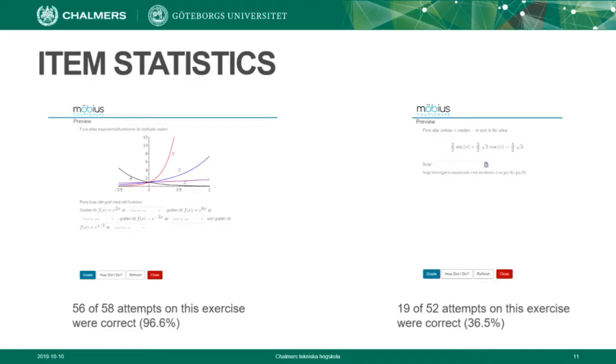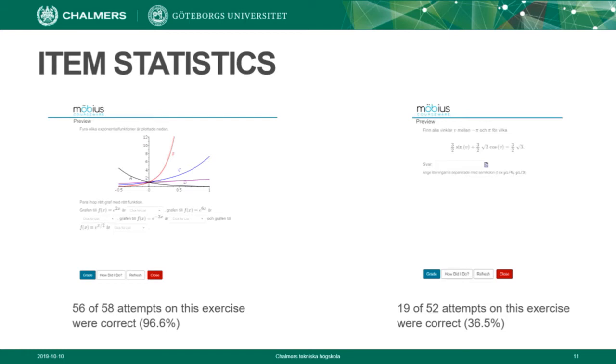You can also look at the statistics on questions. So I have 2 questions here, and unfortunately they are a bit blurry. But on the left-hand side, we have a graph with different exponential functions, and they are supposed to tell which one is which. So which one is e to the power of 2x, etc. And when I had my course, the flipped classroom course I'll talk about soon, I saw that 56 out of 58 attempts on this exercise were correct.